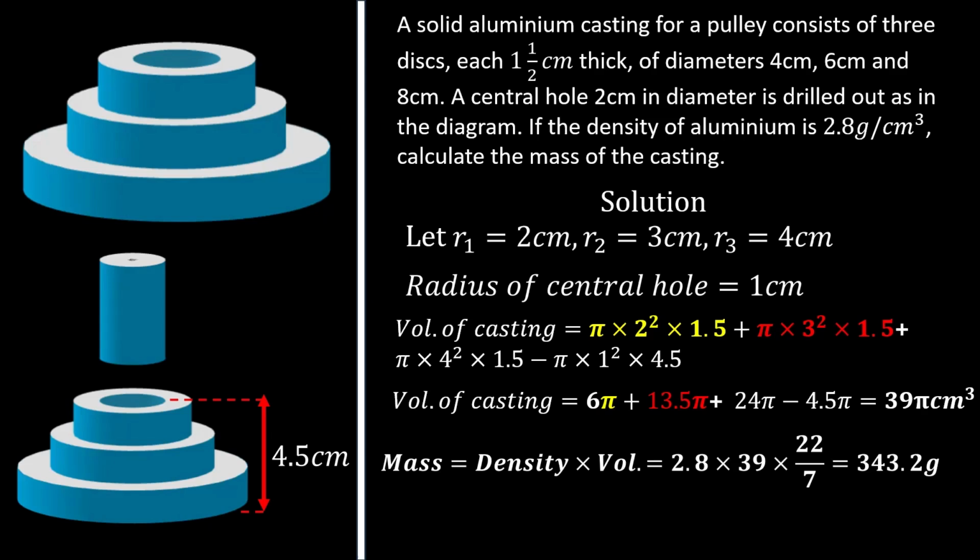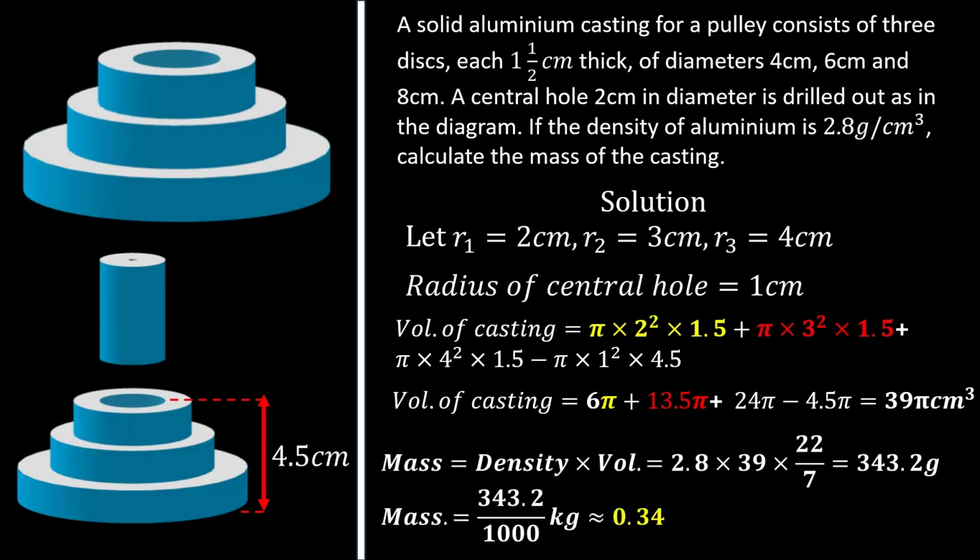And that gives us 2.8 times 39 times 22/7, which is the value of pi. Sometimes you might be given the value of pi as 3.142, but because it's not specifically mentioned in the question, we use a more general value, which is 22/7. And that simplifies to 343.2 grams. Guys, that is the mass of this entire casting.